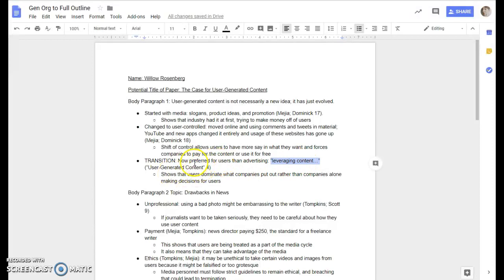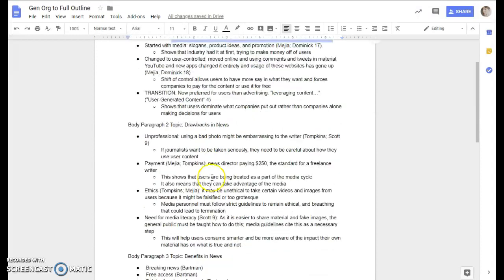Again, though, I don't just give evidence with nothing to show for it, so I have to have some sort of explanation. It shows that users dominate what companies put out, rather than companies alone making those decisions for users. So that's one body paragraph. Now look at all of this content. I needed to write a topic sentence for it. So up here, I wrote out a full sentence rather than just evolution. Now it says user-generated content is not necessarily a new idea, it is just evolved.